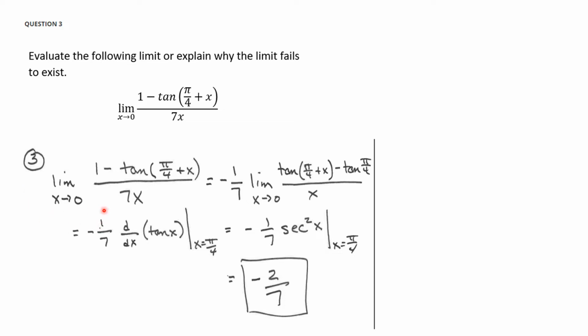So this is the limit as x goes to 0 of 1 minus tan of pi over 4 plus x all over 7x. But you can factor out a minus 1 over 7. And that leaves us with the limit as x goes to 0 of the tangent of pi over 4 plus x minus 1, but 1 is the tangent of pi over 4, over x. So you see this limit is, in fact, the first derivative of the tangent evaluated at pi over 4. So this is minus 1 over 7 times the derivative with respect to x of the tangent of x evaluated at pi over 4. The tangent of x has a derivative of secant squared of x evaluated at pi over 4. And when you square square root of 2, you get 2. So the answer to this problem is minus 2 over 7.